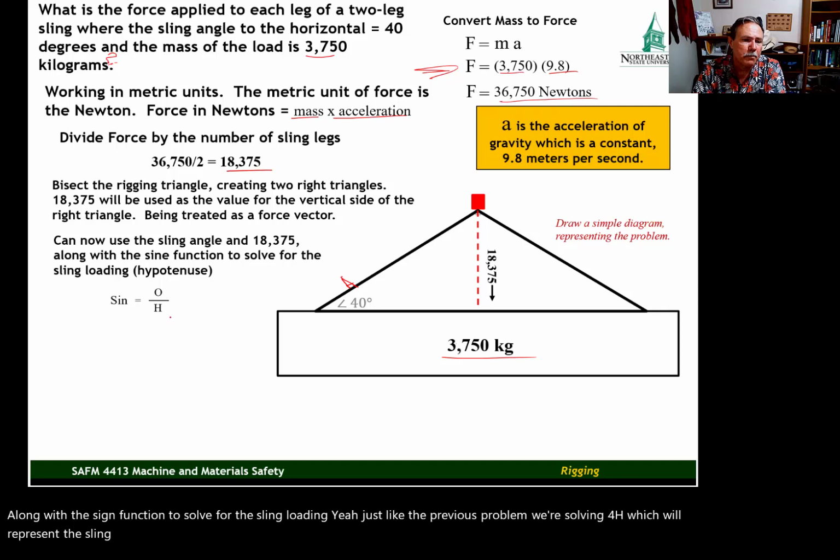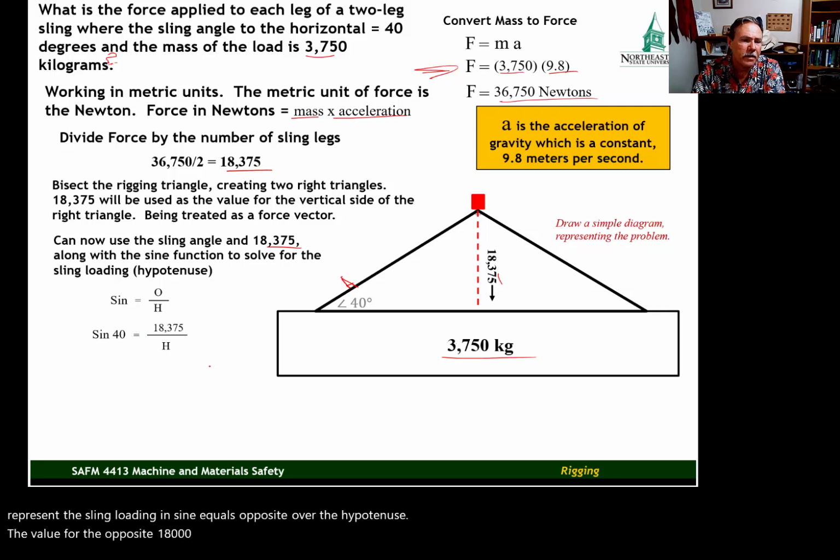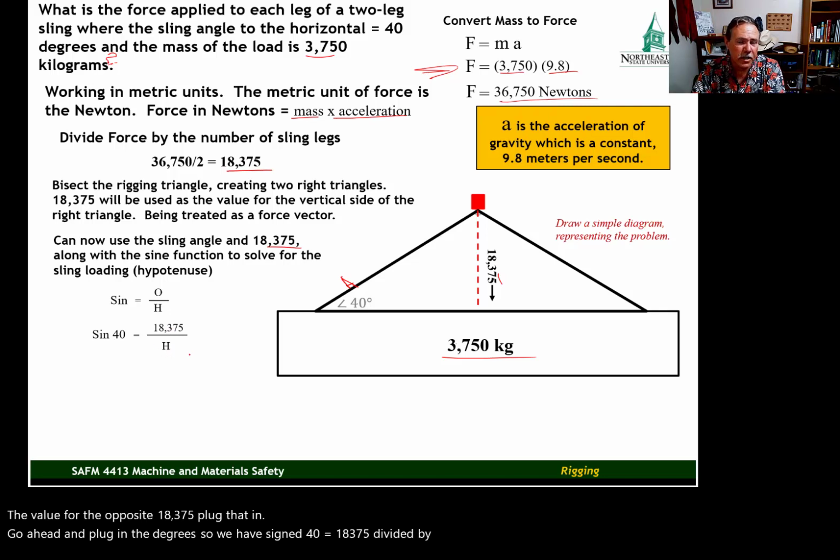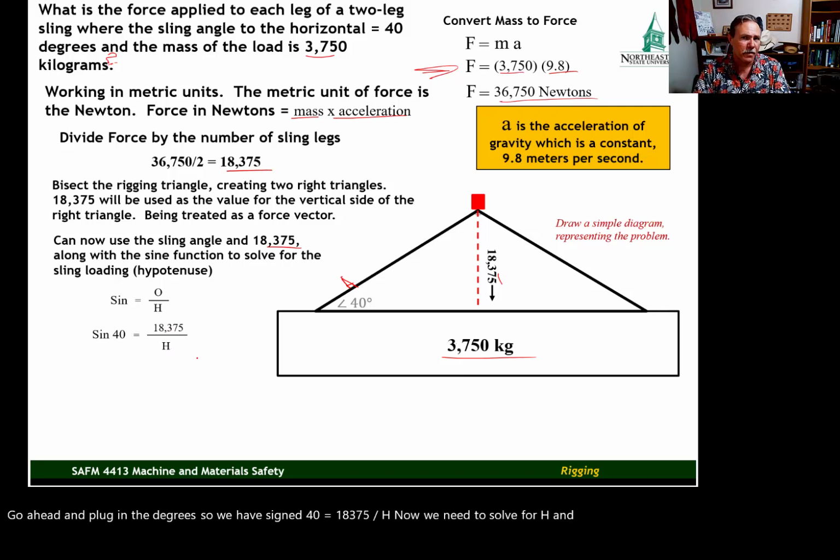Again, sine equals opposite over the hypotenuse. The value for the opposite, 18,375, plug that in. Go ahead and plug in the degrees. So we have sine 40 equals 18,375 divided by h. Now we need to solve for h.